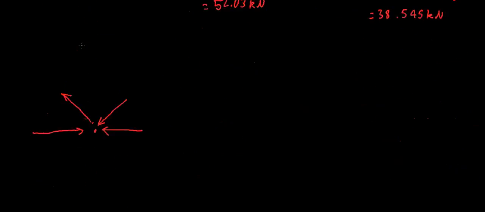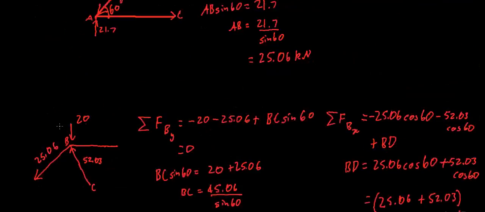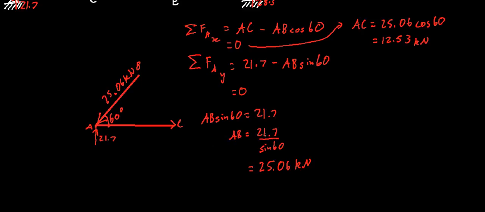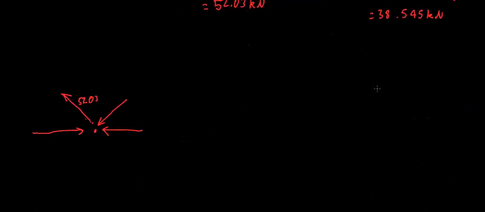So this is 52.03. This horizontal force is AC, right? AC is equal to 12.53. And now I have these two forces. Let's see what we can do now. I mean, in most cases, if we were to do a graphical solution, then we would end up doing a force polygon, and then we just simply measure the sides. It would be much easier in this sense.